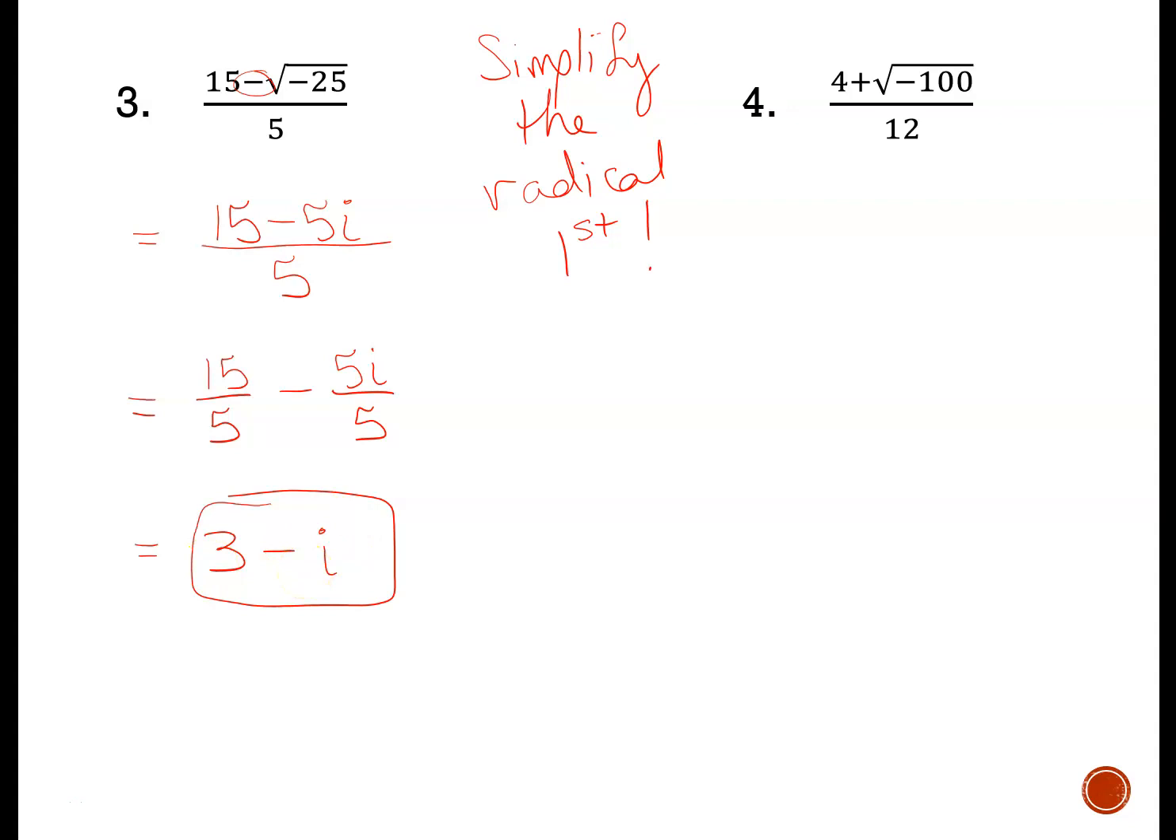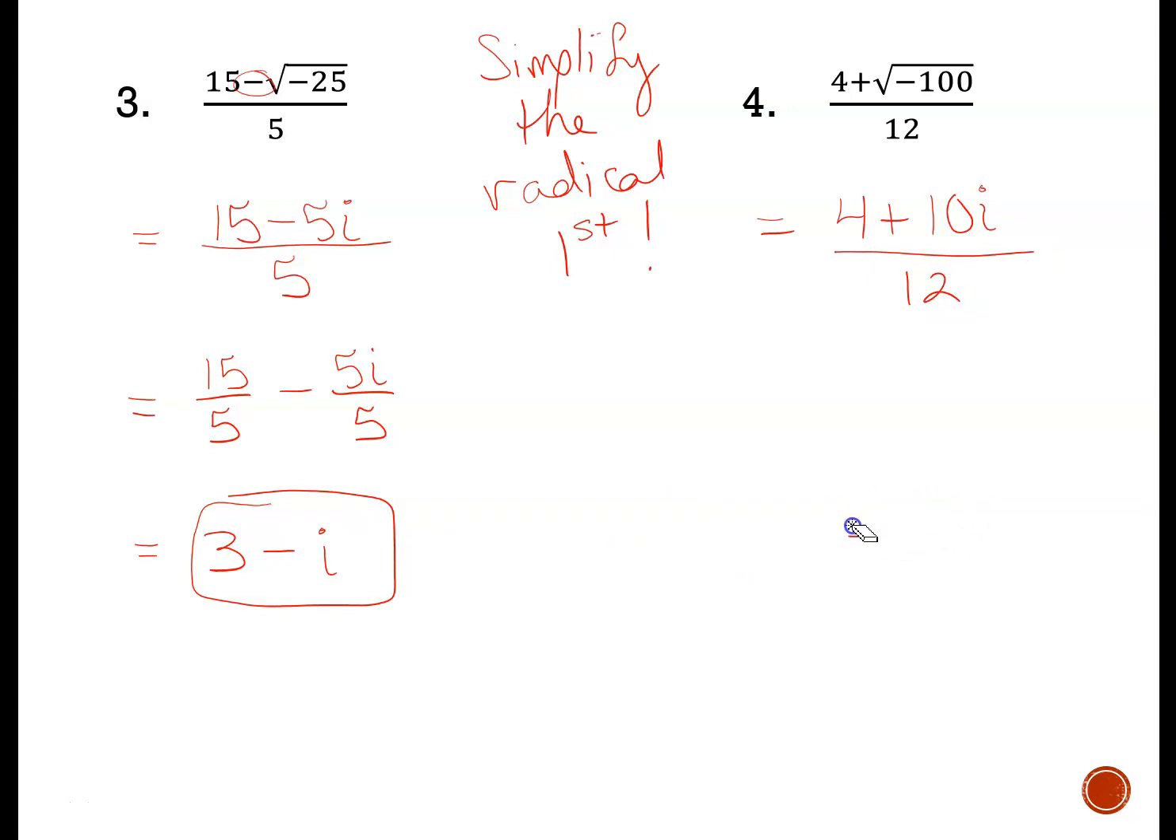Let's try another one of those. So we're going to simplify the radical first. We're going to bring down the 4 and the plus. We're going to simplify square root of negative 100. That's going to equal 10i. Radical comes off, so this right here becomes 10i. And bring down the 12 on bottom.